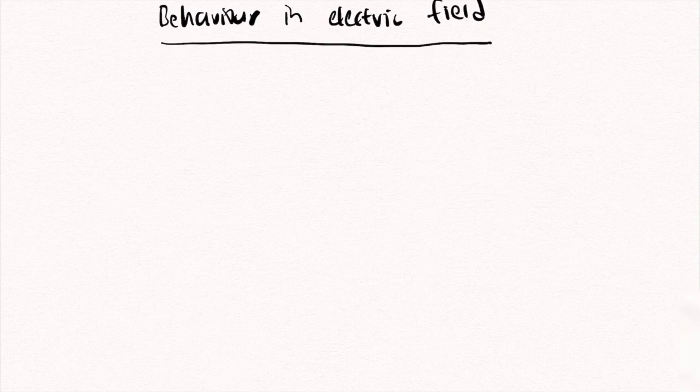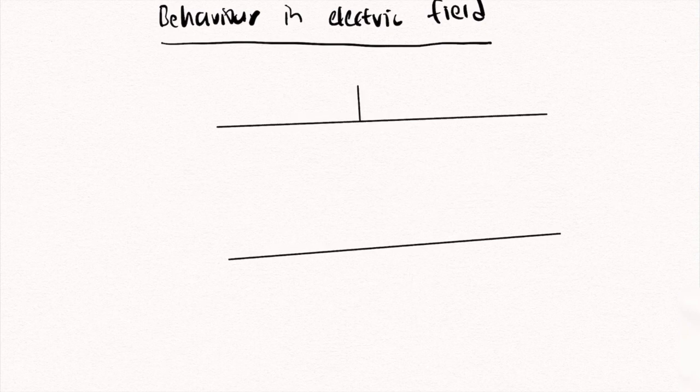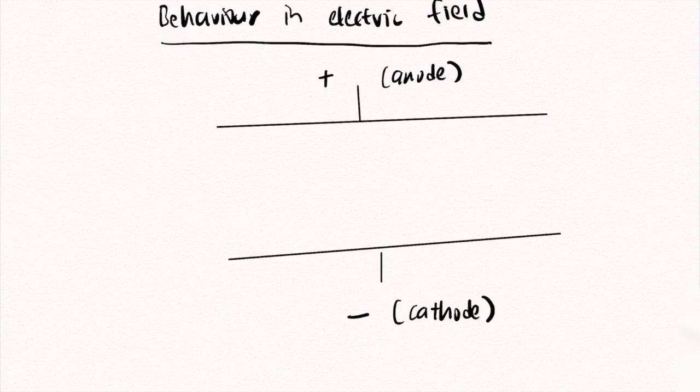Next, I'll be going through how these three subatomic particles behave in an electric field. Now, let me draw an electric field. On one side, it will be positively charged, and this is called the anode. And on the other side, it will be negatively charged, and this is called the cathode. All three particles will behave differently in the electric field as they have different masses and charges as we have explained above. When the neutron enters the electric field, it will remain undeflected given that it is neutral. Hence, it will travel through the electric field in a straight line.